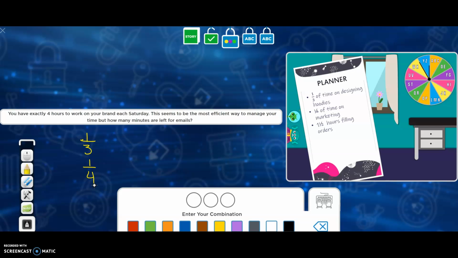So 1/3 of my time, that's 1/3 of 4 hours. So that means I have, oops, made a mistake there. So times 4/1. So that gives me 4/3, which converts to 1 1/3. And we know that 1/3 of an hour is the same thing as 1/3 of 60 minutes. If I break 60 minutes up into thirds, that gives me 1 hour and 20 minutes.